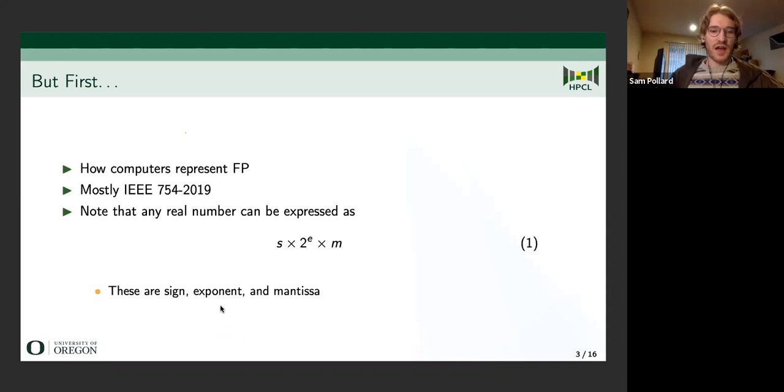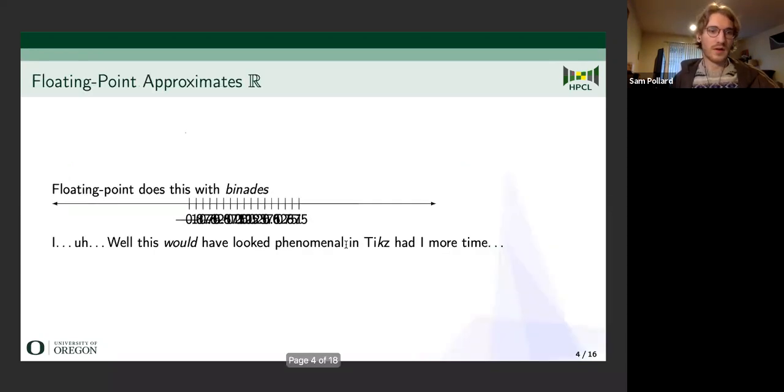But basically, this relies on the fact that any real number can be represented as the sign s times 2 to some power times a mantissa. I'm going to be using these notations throughout: S, E, and M. So, okay, this is where it kind of breaks down. I love the program Tixi, but as I started to make this, I realized it's just a laborious process. So I'm going to do an annotation here.